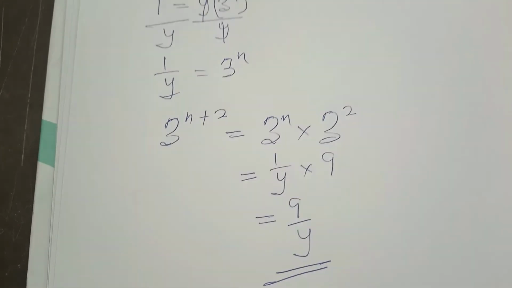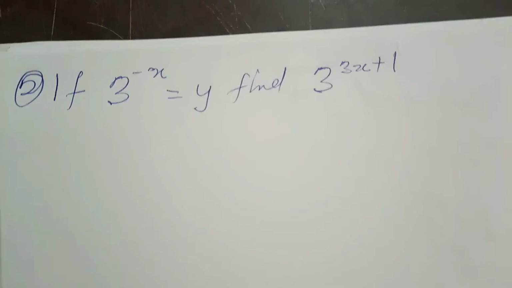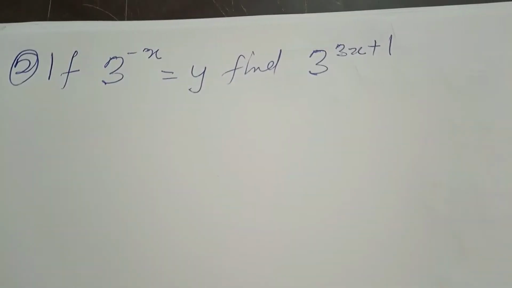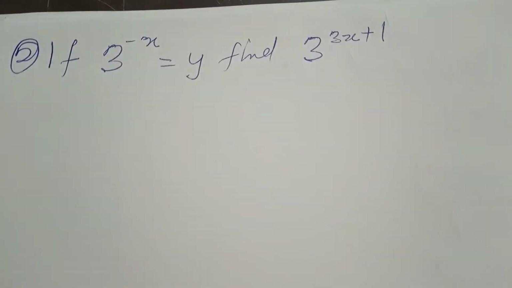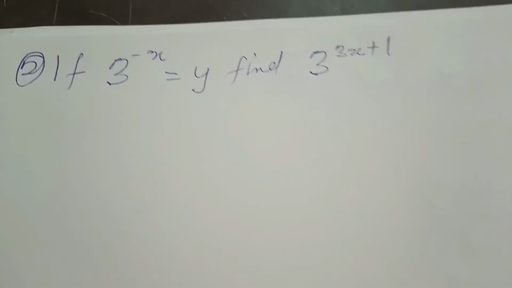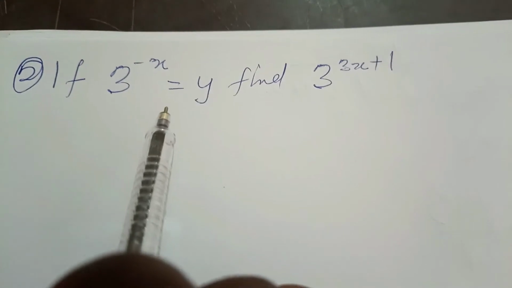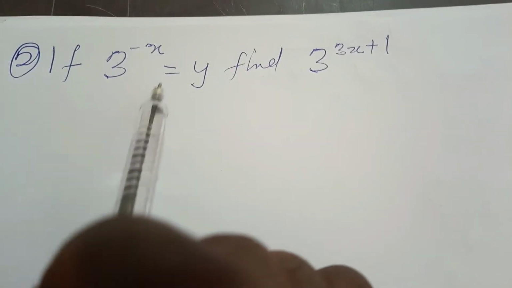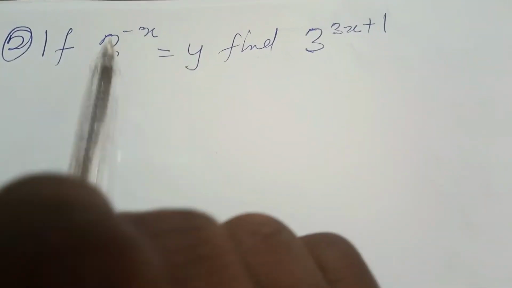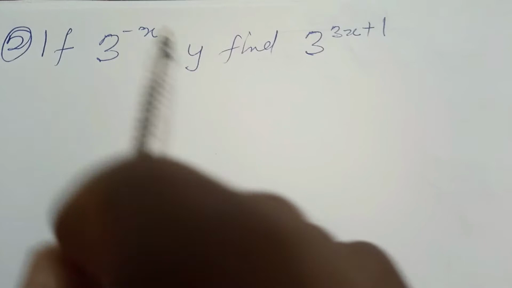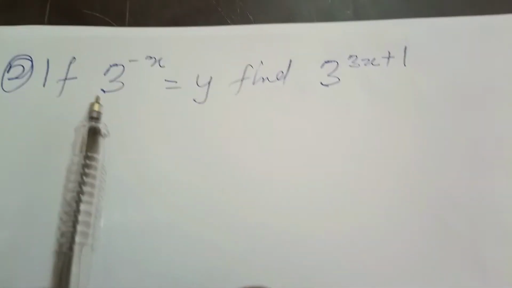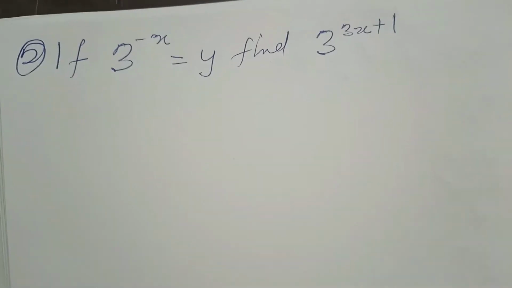Let's take question 2 quickly. Question 2 says, if 3 exponent negative x equals y, find 3 exponent 3x plus 1. The same thing we did in question 1, we are going to do here. We are going to express this one here to be 3 exponent x and see what it will mean in terms of y. So that when we come here, wherever we see 3 exponent x, we can fix that there. Let's go straight to that.